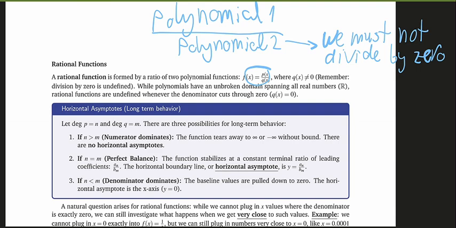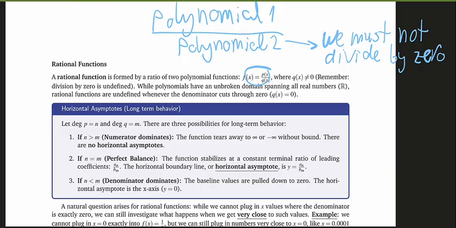If I just have a polynomial, not a fraction, then I know to look at the highest power along with the dominant term, and I know that that dictates the end behavior of the polynomial to the far right or to the far left.